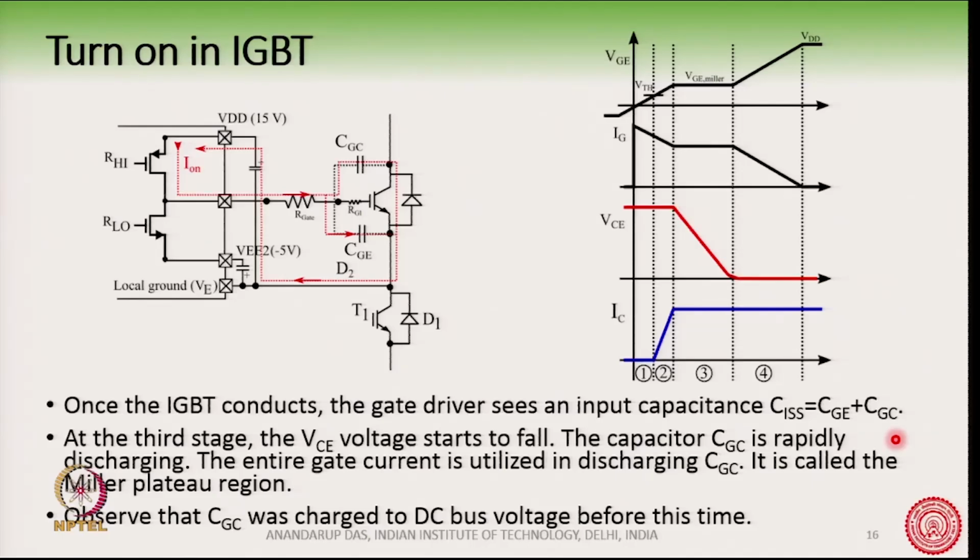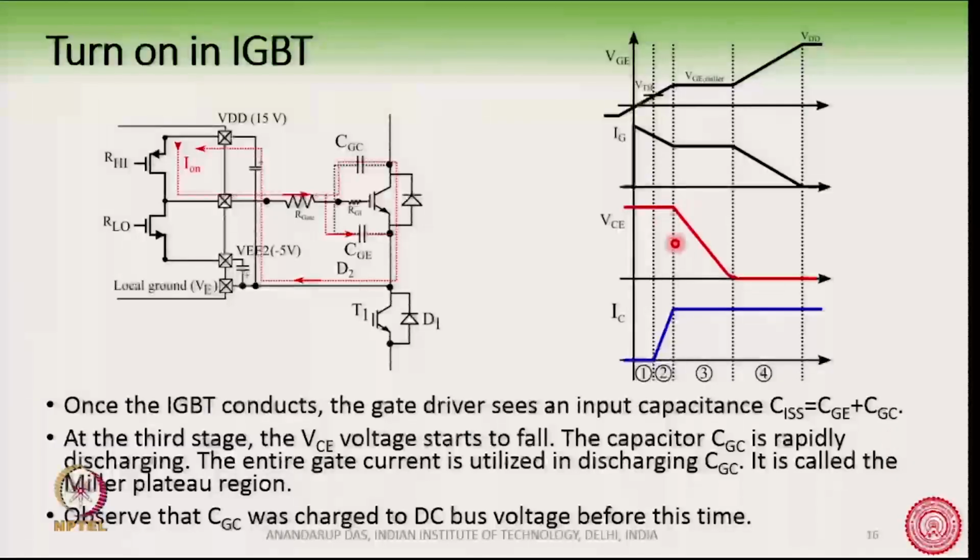Now comes a very important stage, the third stage, which is the stage at which the VCE voltage will start to fall. Okay. Now, the current has reached this limit, and the VCE voltage has started to fall. At this condition you see that this capacitor is basically discharging. Now, how or why is this capacitor discharging?